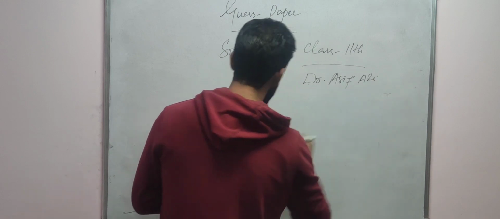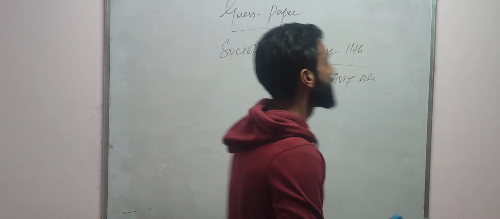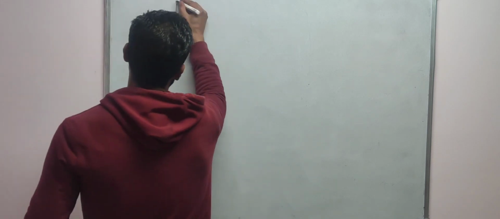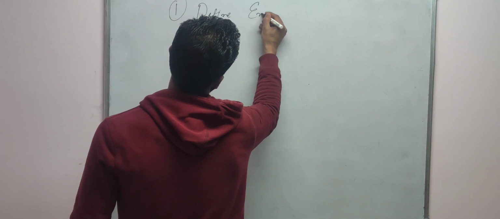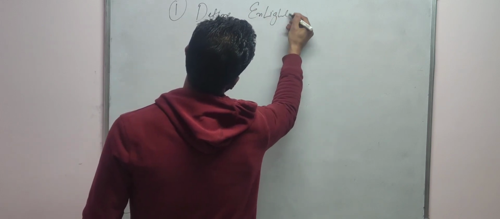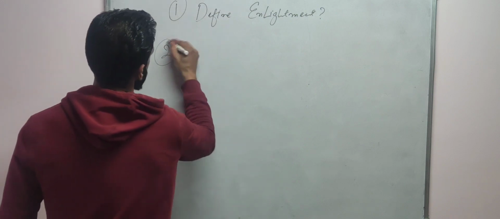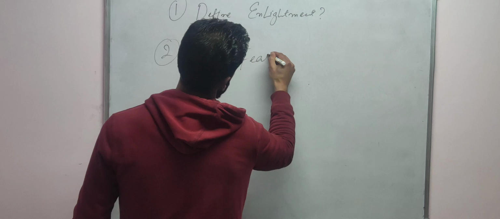Framed by Dr. Asif Ali. So the important questions include, first question is, define enlightenment. Okay, second question will be features of society. Define features of society.